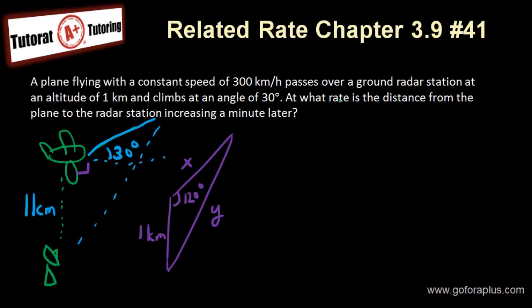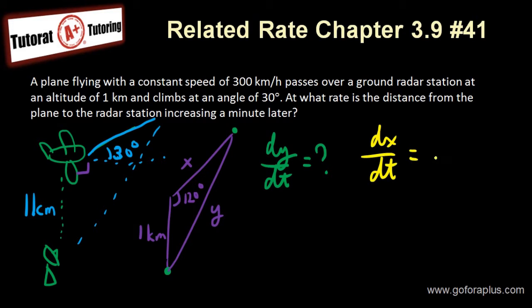So the question here is, at what rate is the distance from the plane, so the plane is at this point, to the radar station changing. So we want to find what is dy over dt. We know that dx over dt is 300 kilometers per hour. So we might need to change this per hour into a minute later. Now what else do we know? We know the angle, we know the height of the plane initially. So with a triangle like this, what equation can we use?